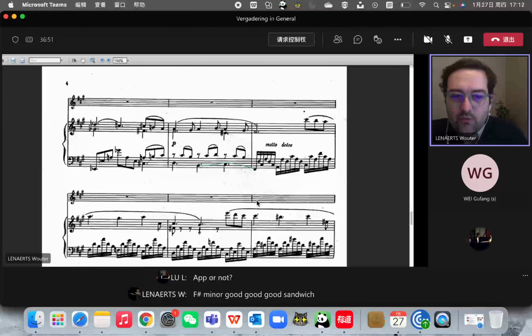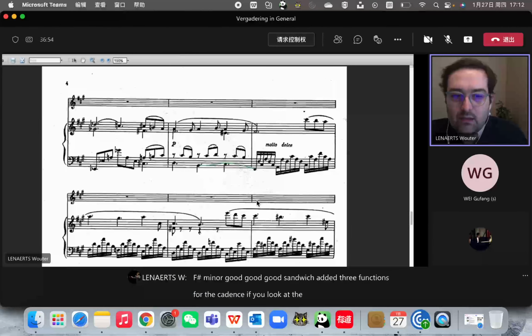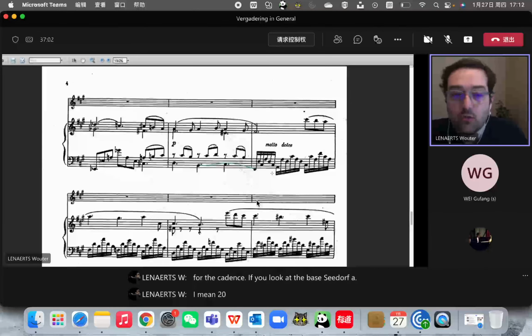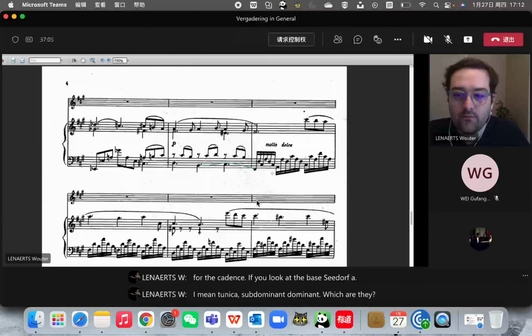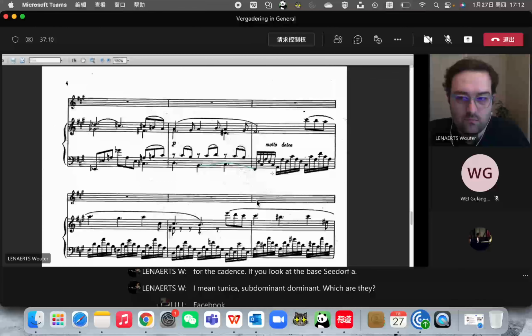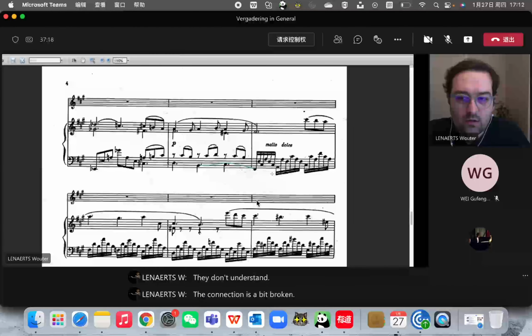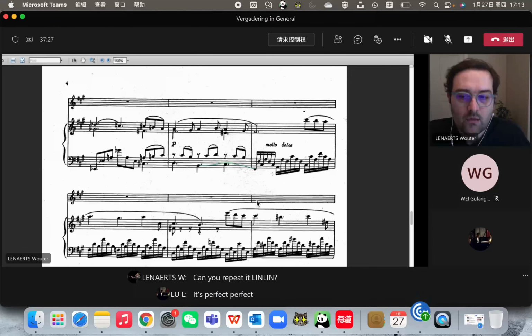Good. And which are the three functions for the cadence? If you look at the bass, si, do, fa. I mean, tonica, subdominant, dominant. Which are they? Say authentic cadence, or rather perfect cadence. Perfect cadence. Sorry, I don't understand. The connection is a bit broken. Can you repeat it? Perfect cadence. Perfect cadence, yeah.